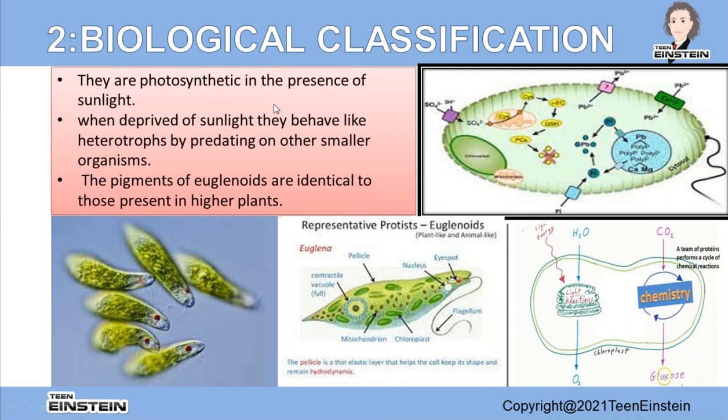They are photosynthetic in the presence of sunlight. When sunlight is available, they will perform photosynthesis and act as autotrophs. In the absence of sunlight, they act as heterotrophs, eating other smaller organisms.